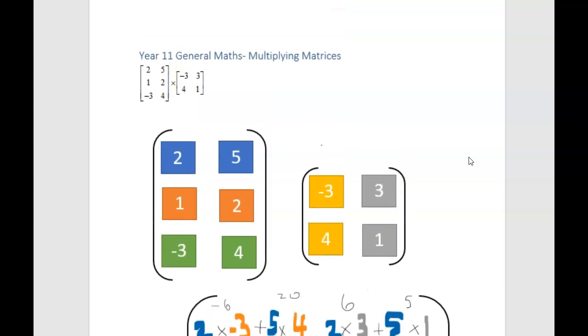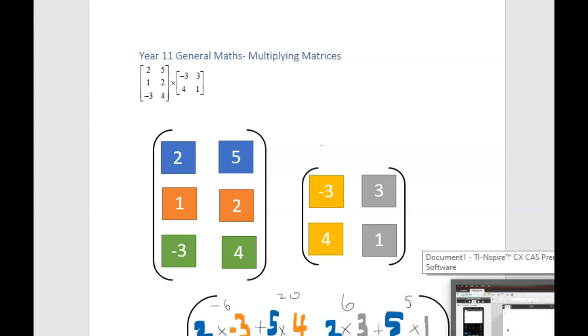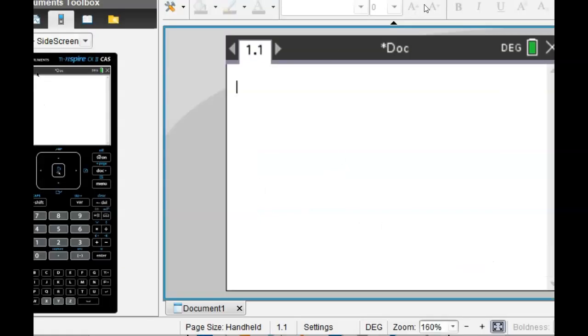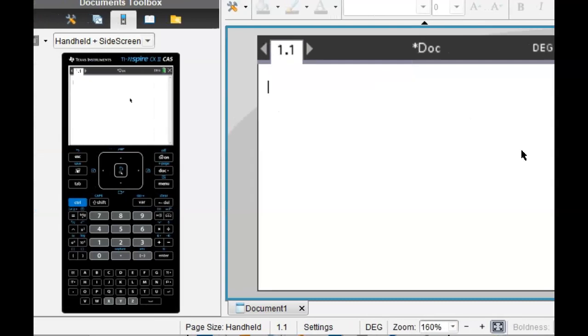It's a good idea to always check your answer on your calculator. I know you probably know how to do matrices on your calculator, but it's a good idea just to check. So let me just get this calculator better on the screen.